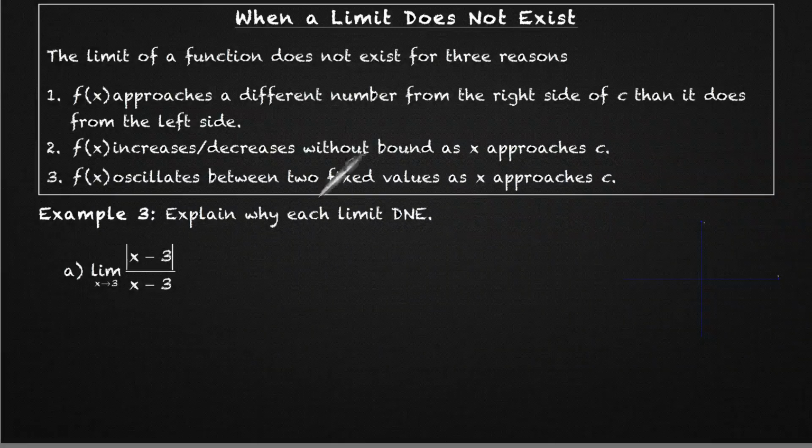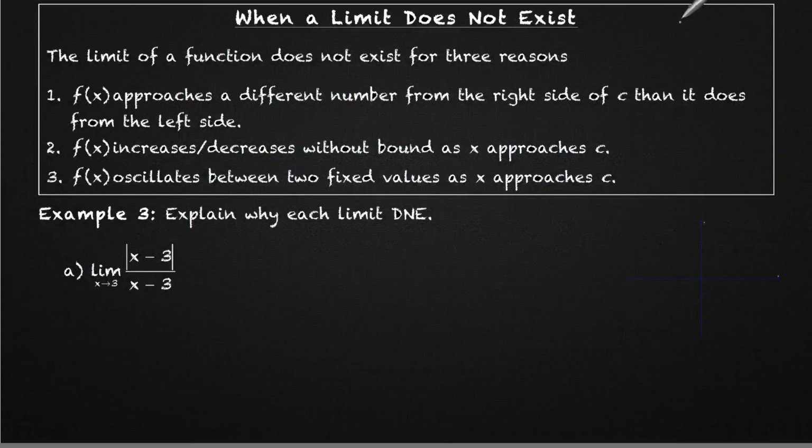Okay, now we want to talk about when a limit does not exist. And there are essentially 3 situations where you will say the limit DNE, does not exist. The first is when the y value, because we know f of x is the same as saying y, approaches a different number from the right side than it does from the left side.